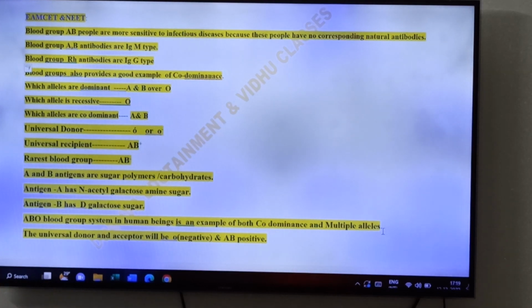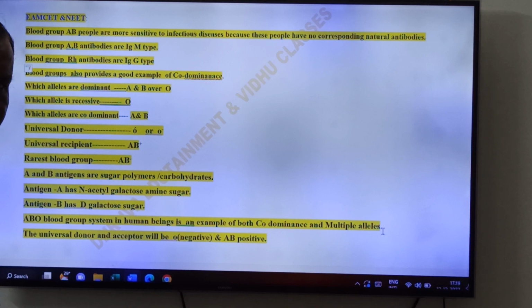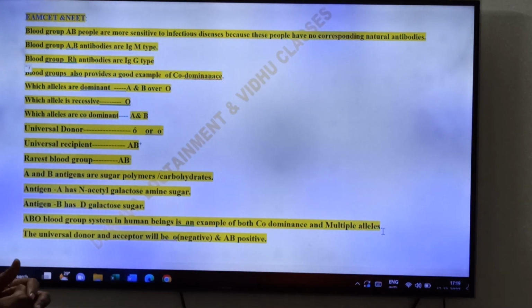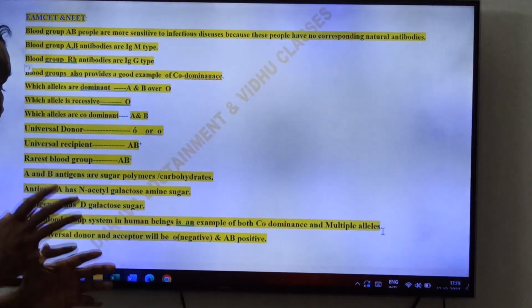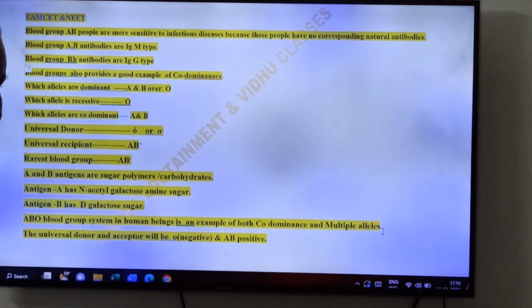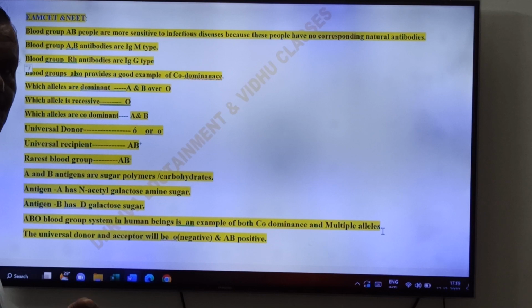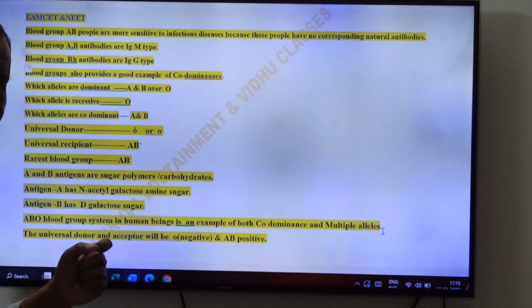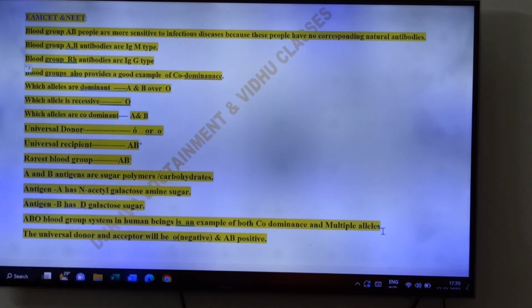A and B antigens are sugar polymers or carbohydrates. Antigen A has N-acetyl galactosamine sugar. Friends, this is for MSET and NEET. Once again friends, antigen A has N-acetyl galactosamine sugar. Antigen B has D-galactose sugar.